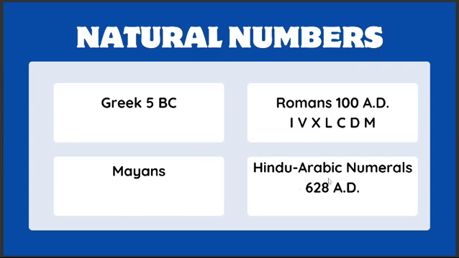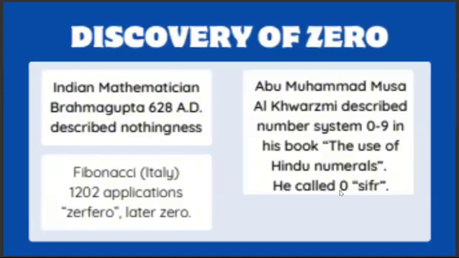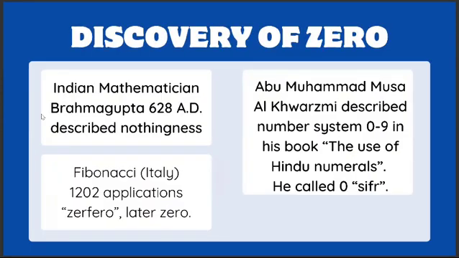Then later on, the modern numerals, which we use these days, are Hindu and Arabic numerals, which were developed by Indian and Arab mathematicians in 628 AD. Indian mathematician Brahmagupta in 628, he first described the natural numbers and gave symbols to them. And along with it, he also discovered a very important number, which was called zero later on.